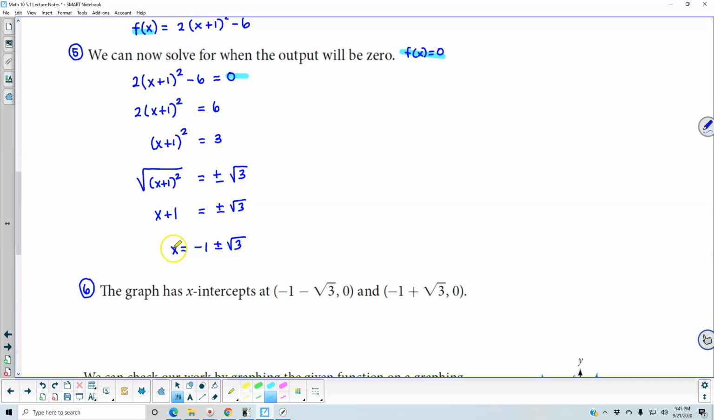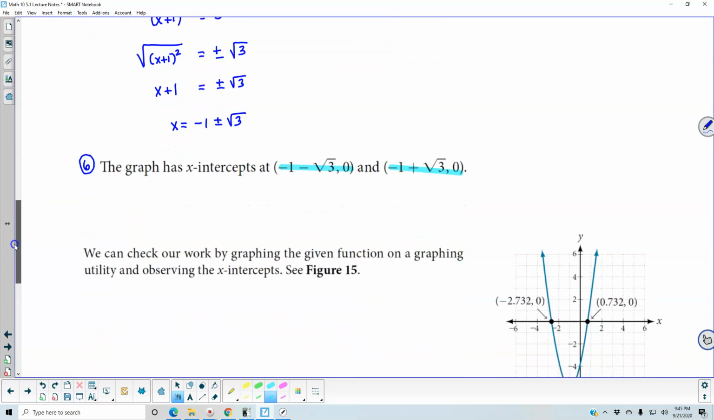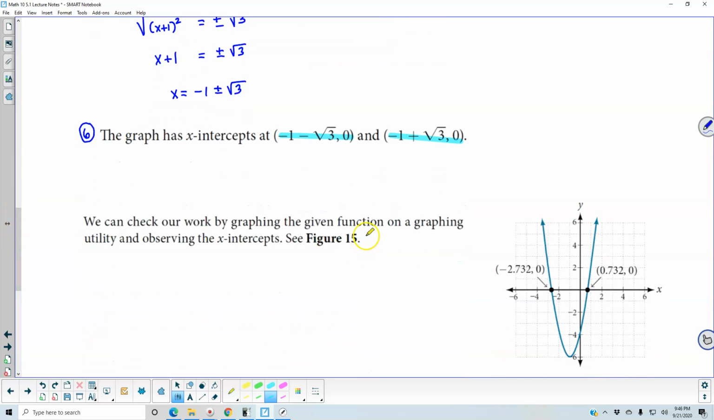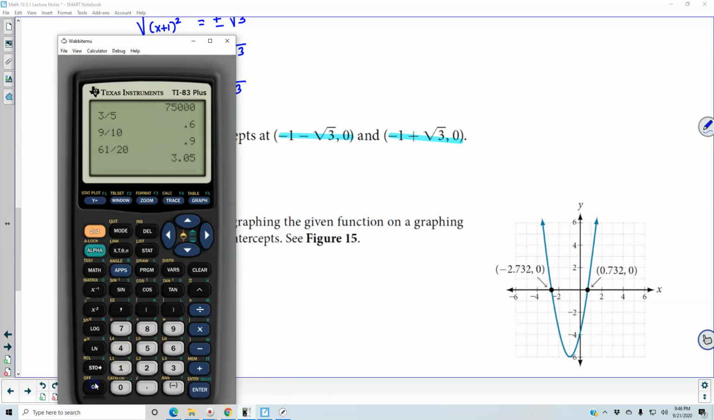Subtracting 1 from both sides, we get x, which is equal to negative 1 plus or minus the square root of 3. So the graph has the x-intercepts negative 1 minus the square root of 3, 0, and negative 1 plus the square root of 3, 0. And we can check our work by graphing the given function on the graph utility and observing the x-intercepts. So let's just go ahead and use our calculator to make sure that our numbers match.